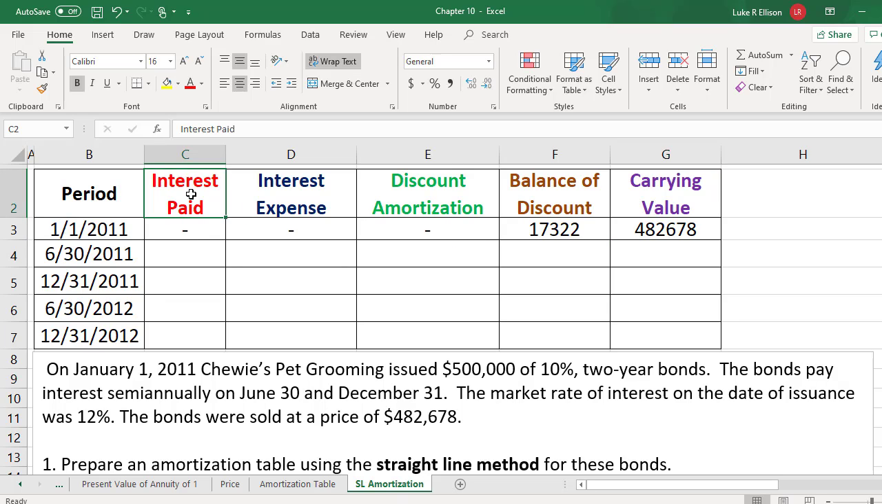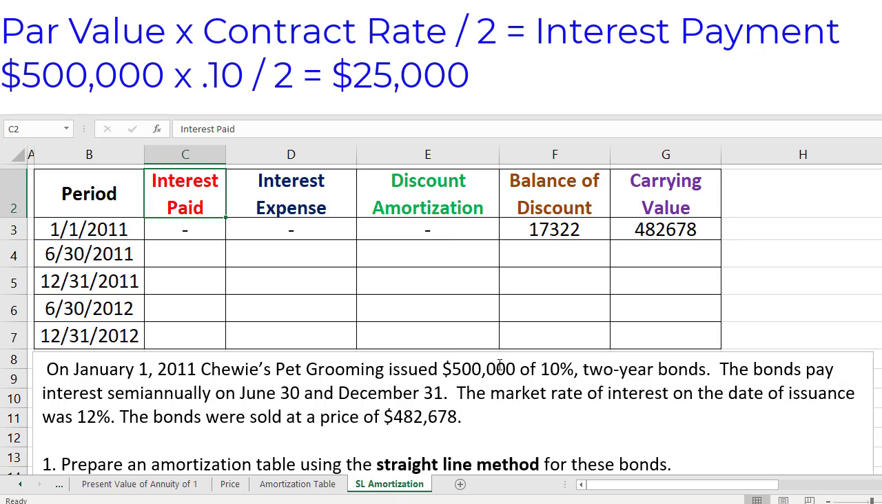Next, let's calculate the interest payment. That's going to serve as our interest paid column. The way we calculate this is by taking the par value, which is $500,000, and then multiplying by the contract rate divided by 2. So that's by 10% divided by 2. So when we multiply those together, we get $25,000. And that's going to be our interest paid for each of the 4 payments.